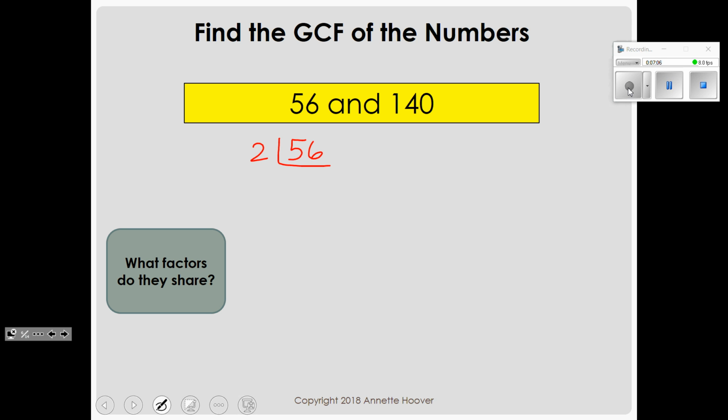56 is divisible by 2 because it is an even number. That would be 28. 28 is divisible by 2, 14, which is 2 times 7. So 2 times 2 times 2 times 7 would be 56. Let's do 140. It is divisible by 2.